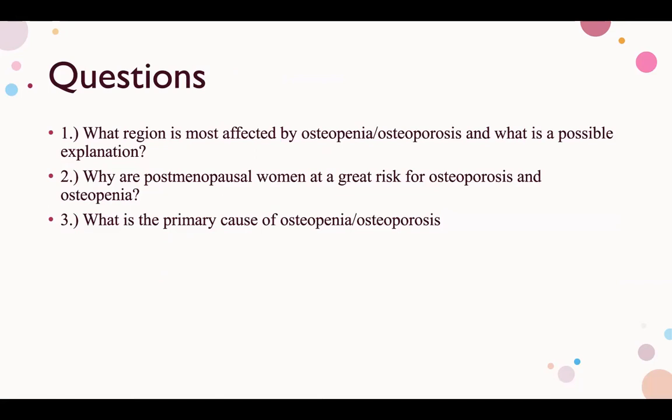So a few questions we have here: just what region is most affected by osteopenia and osteoporosis, and what is the possible explanation? Why are most postmenopausal women at a great risk for osteoporosis and osteopenia? And what is the primary cause of osteopenia and osteoporosis?